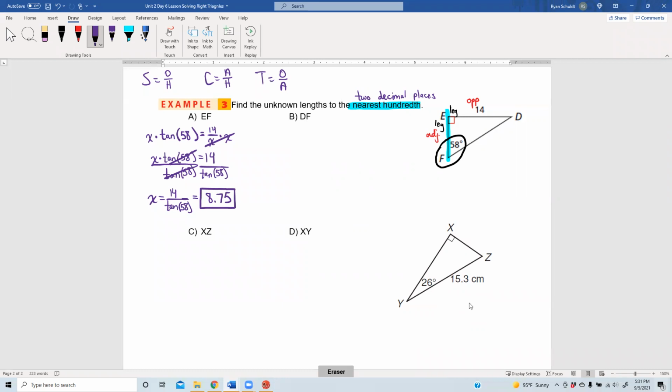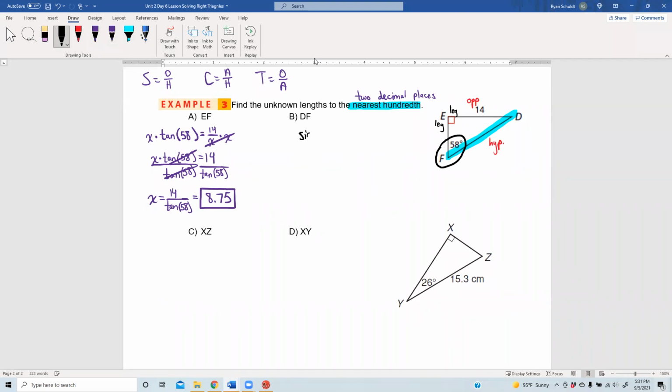Now B asks us to find DF. So I'm gonna keep the opposite and my angle labeled because those stay the same. But now I want to go for DF. DF's not going to be the adjacent anymore. It's going to be our hypotenuse. So which one uses opposite and hypotenuse? That would be sine.